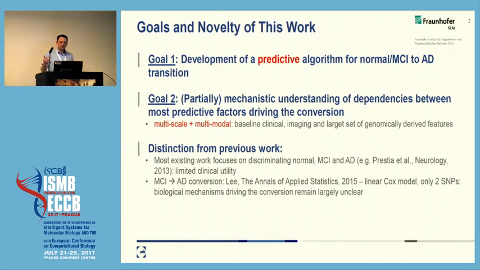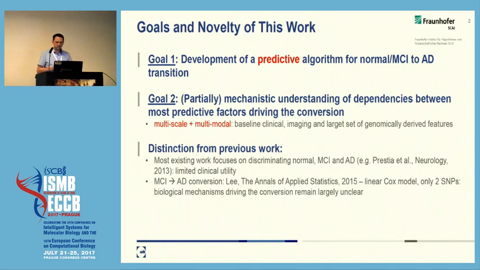The question is, of course, how does this distinguish from previous work that has been done? In fact, most of the work that has been done in the field has mainly focused on discriminating normal, mild cognitively impaired and Alzheimer's disease patients. So hence more focusing also on this discriminative aspect, trying to find certain mechanisms of the disease itself. There's comparably less work on the question of conversion. So what drives the conversion of, let's say in this case, mild cognitively impaired to Alzheimer's disease patients.